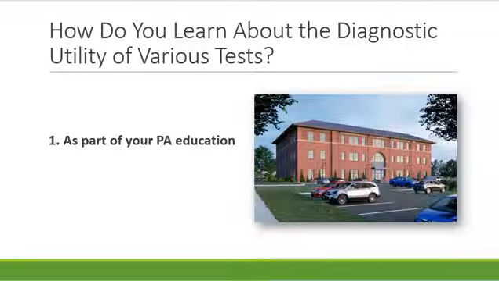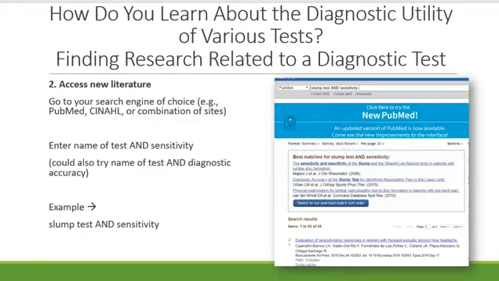So again, how do you learn about diagnostic utility of the various tests? Well, it's part of your PA education. You're going to learn about it by searching the literature, going to PubMed, something like that, putting in the name of the test you want to look at, and looking at sensitivity or specificity or diagnostic accuracy. For example, putting in here slump test, a test for sciatica, and sensitivity came up with 25 citations.